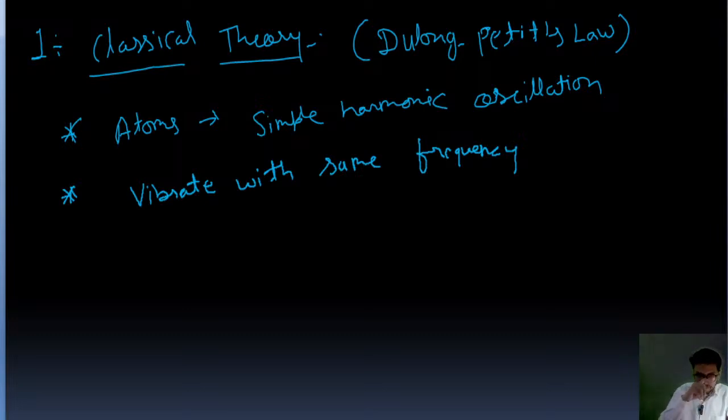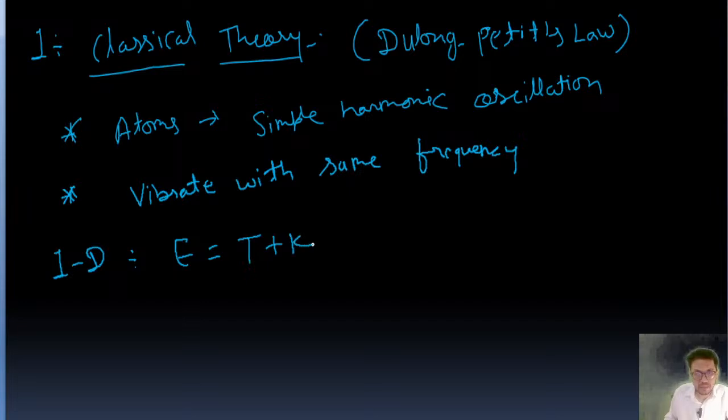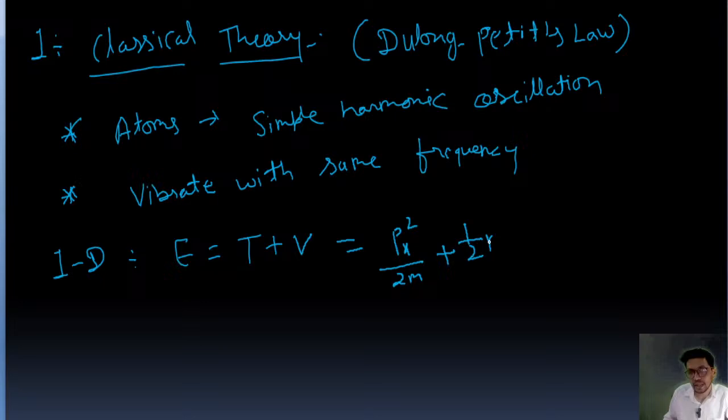And in 1D for one atom, one harmonic oscillator, the energy is T plus V, kinetic energy plus potential energy. So it is going to be Px square upon 2m plus half kx square for simple harmonic oscillations, right?